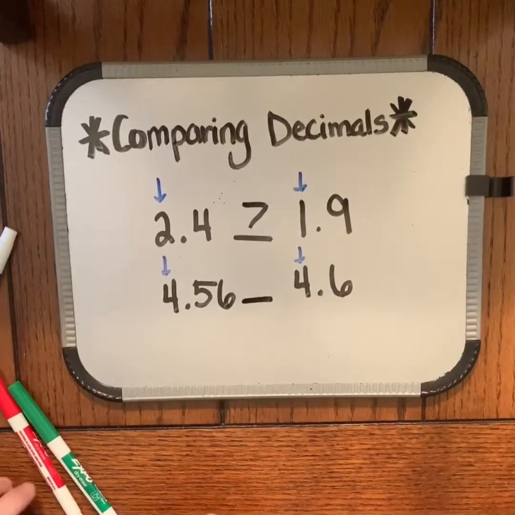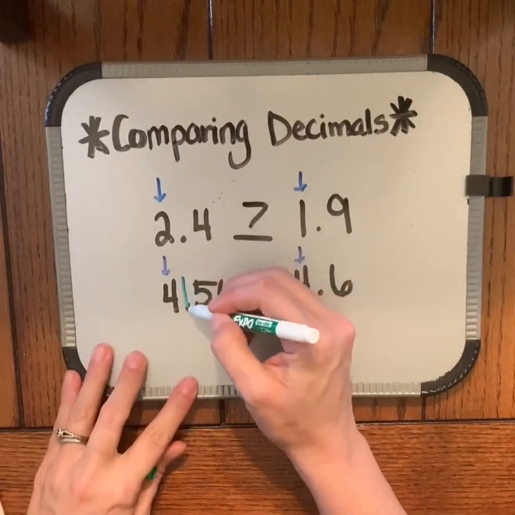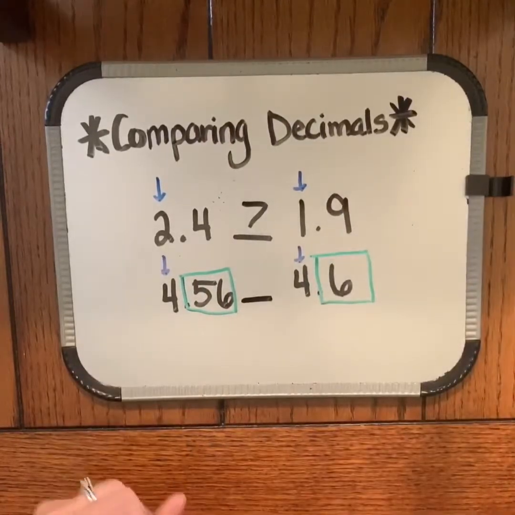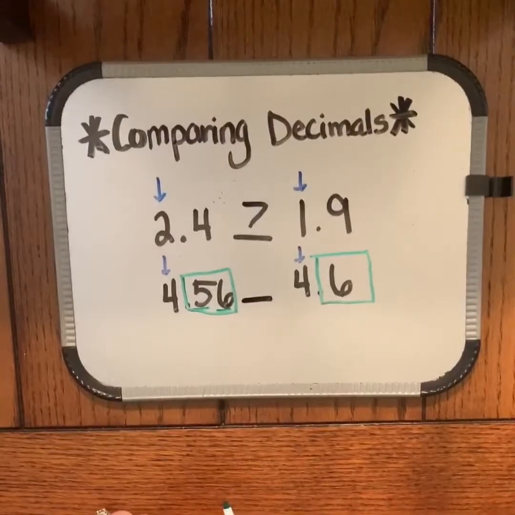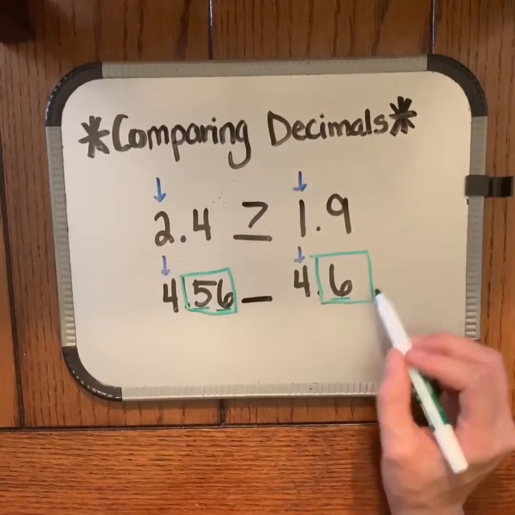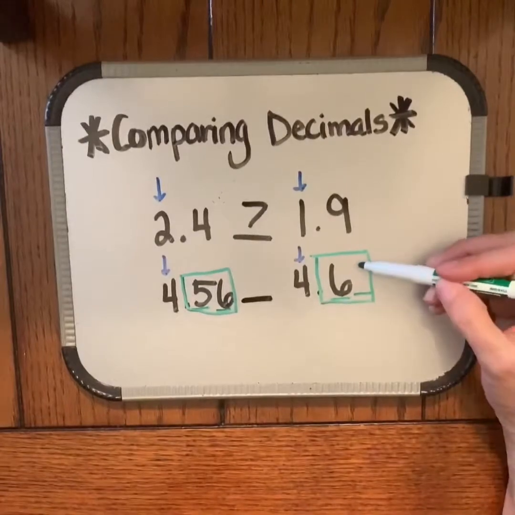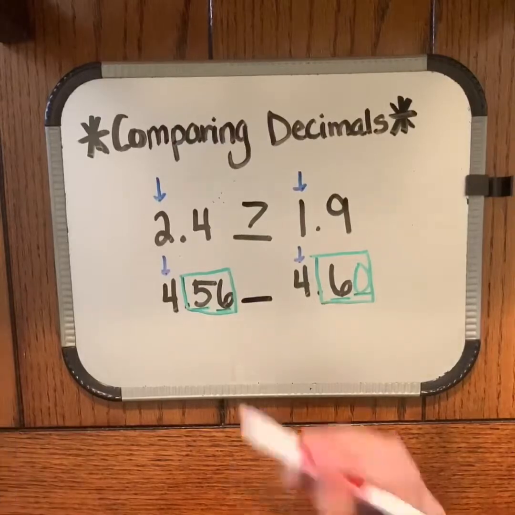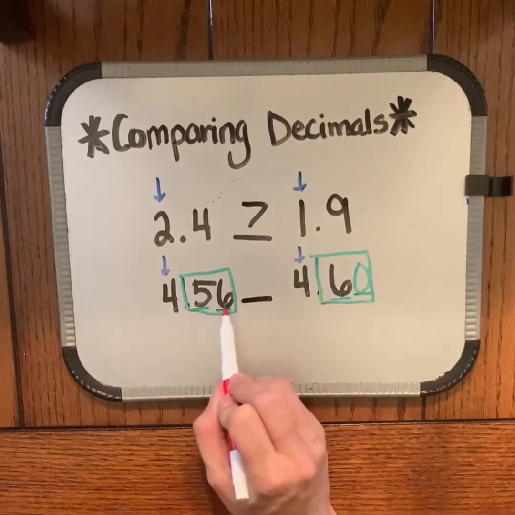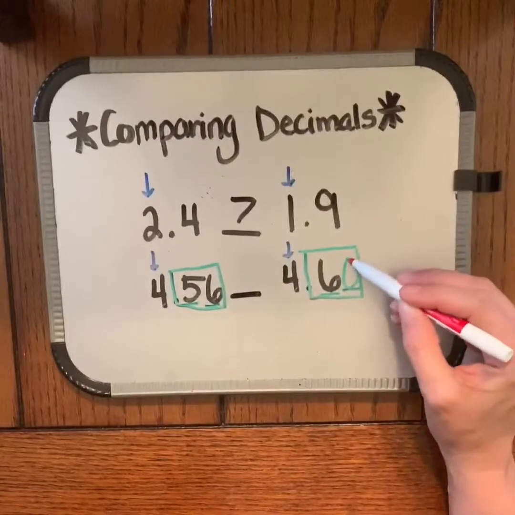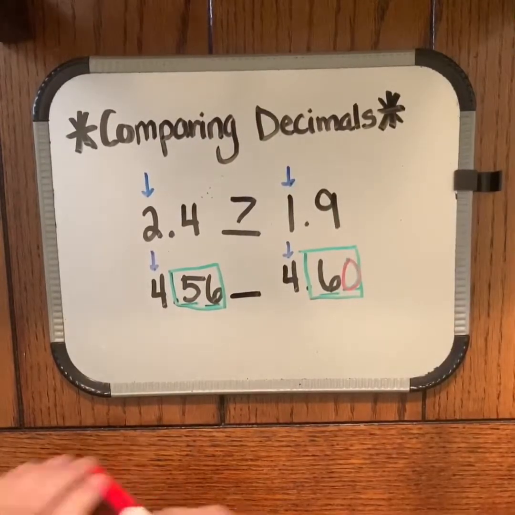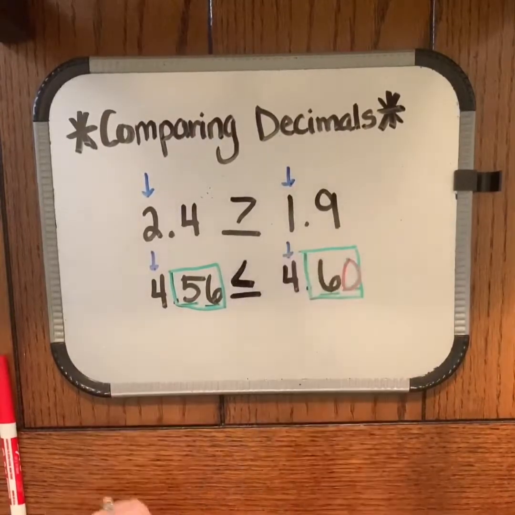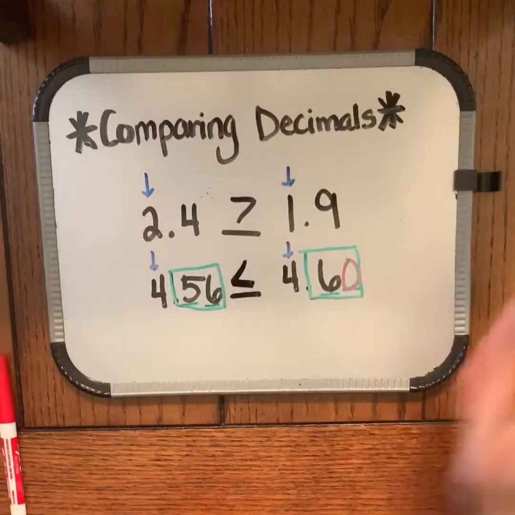Okay, so step number 2 is going to be looking at the numbers past the decimal point. Now if you notice, this one has 2 place values past, and this one has 1. So what we need to do is make them equal. And the way you do that is just by adding that 0. Now we can clearly see that this is 56, and this is 60, and 60 is larger than 56. So this one is the larger decimal. Okay?